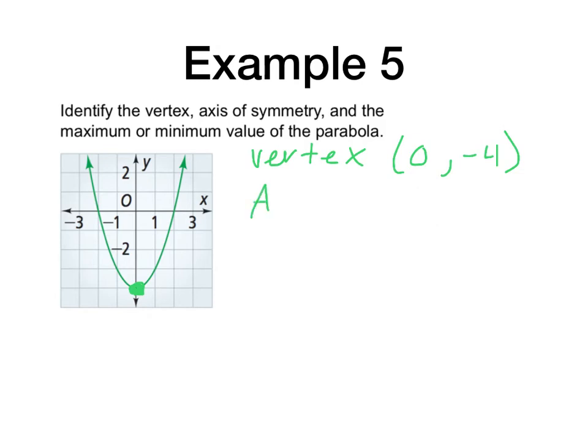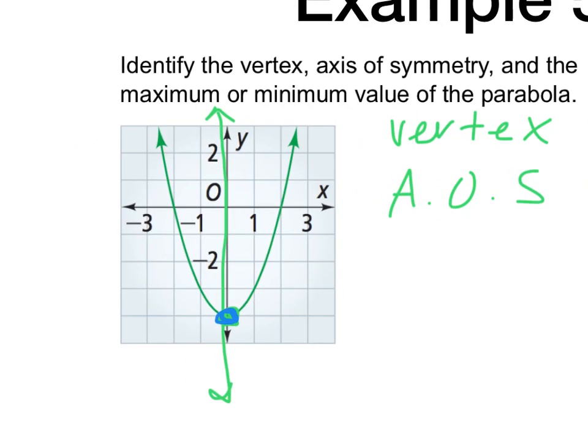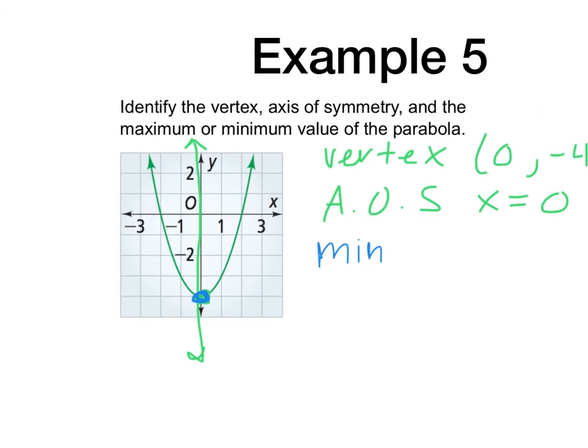Now we can find our axis of symmetry. And it is x is equal to 0. It's this line right here. Now, do we have an important maximum value or an important minimum value here? Minimum. Not because it's negative, but because this graph goes up to infinity. So we don't really care about the values up here, but what's important is our minimum value down here. So what is our minimum? -4. And that's it. That's all it asks for.